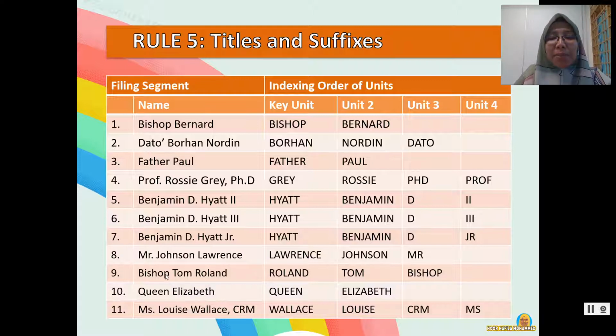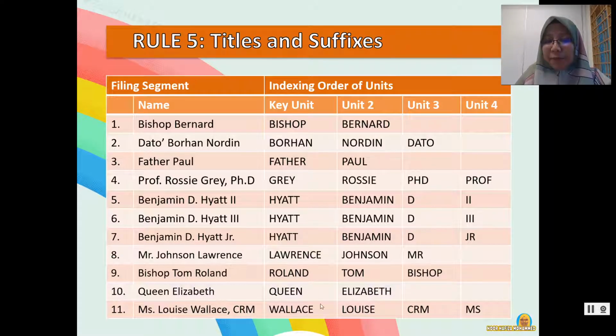Okay, this one, Bishop Tom Roland. Bishop is a religious name, but it does not apply the 2 filing units. For religious and royal names, you need to have only 2 filing units so that you index as written. But for this one, you have 3. So you index according to the personal name, which is Roland, Tom and Bishop. Queen Elizabeth applies the rule of royal name.